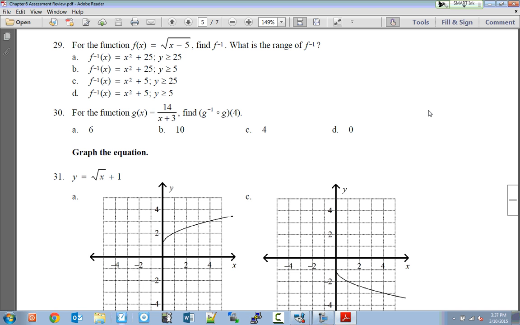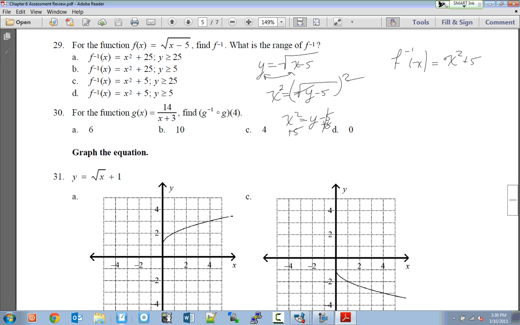29. For the function f of x equals the square root of x minus 5, find the inverse and the range of the inverse. So let's first start off by finding the inverse. So we have y equals the square root of x minus 5. Switch x and y. So we have x equals the square root of y minus 5. So the first thing we want to do is square both sides. So that cancels that. So we have x squared equals y minus 5. Add the 5. So our inverse of f of x is going to equal x squared plus 5.